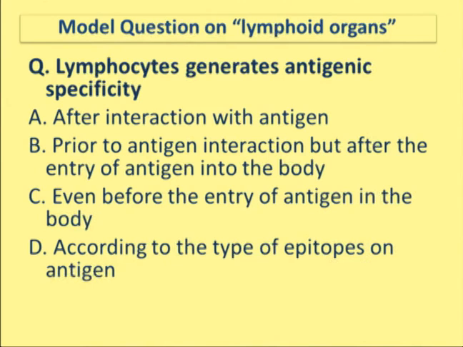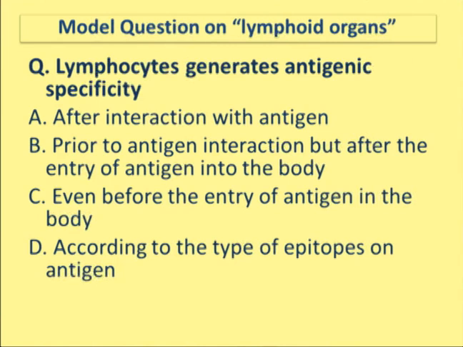Lymphocyte generates antigenic specificity. It is a very important thing. At which stage does a lymphocyte generate the antigenic specificity? Option A, after interaction with antigen. Option B, prior to antigen interaction but after the entry of the antigen into the body. Option C, even before the entry of antigen into the body. Option D, according to the type of epitopes which are present on the antigen.